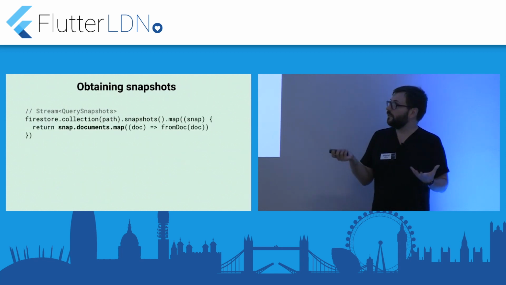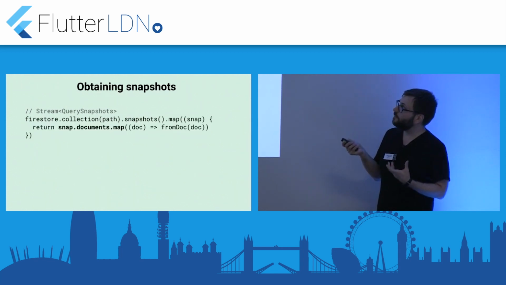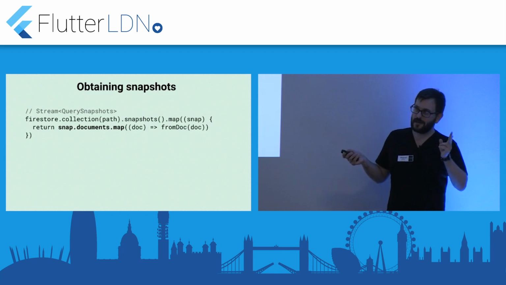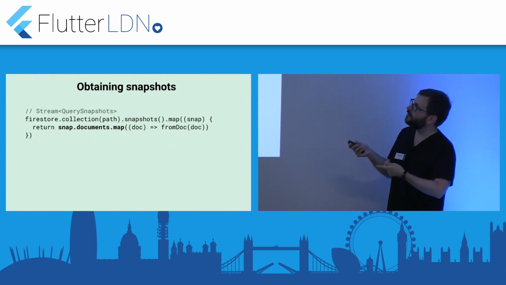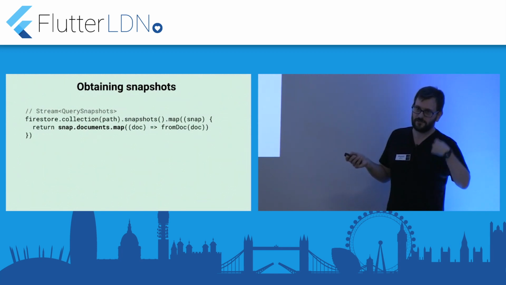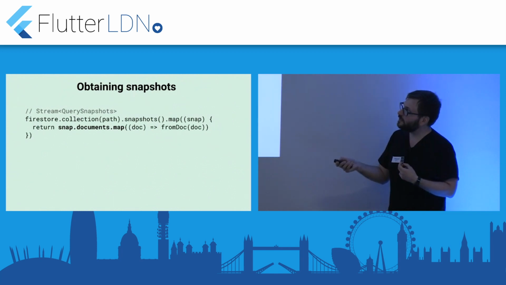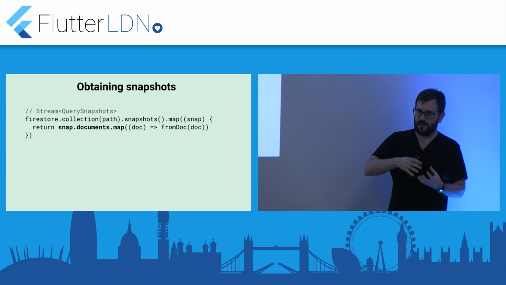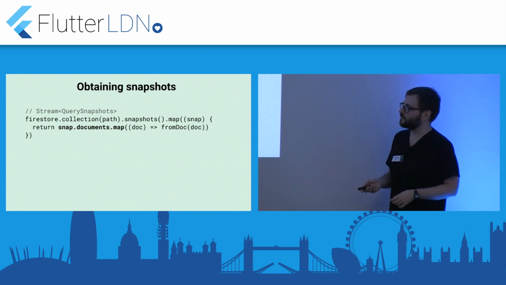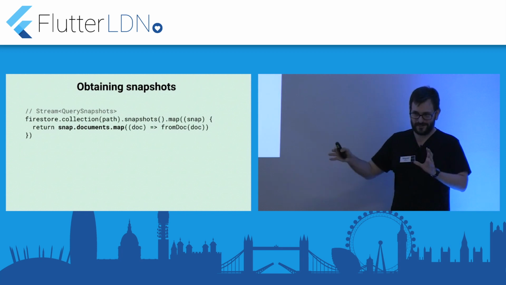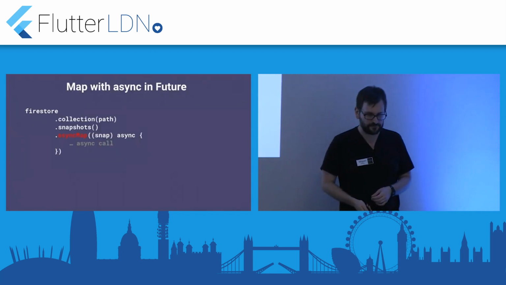And you can do the same thing. So you can now map them from the snapshots to the actual document that you need to have. In this case, you see that you have two maps here. So you have one map for every single snapshot that you get, so for all the documents, and then you need to map individually each one of the documents that you have into the actual objects. So you end up doing these kinds of things all the time when you're working with Firestore.